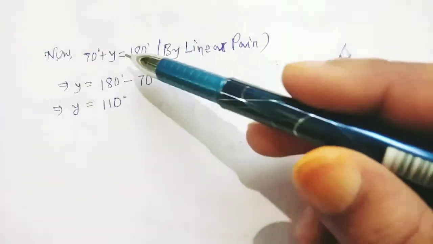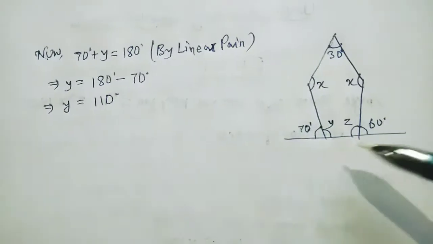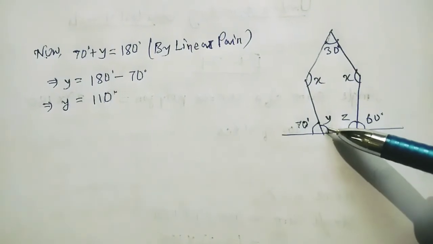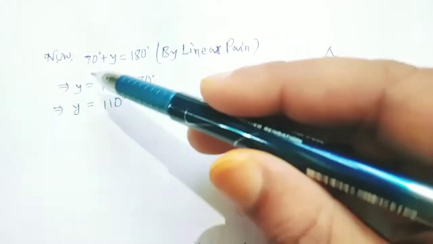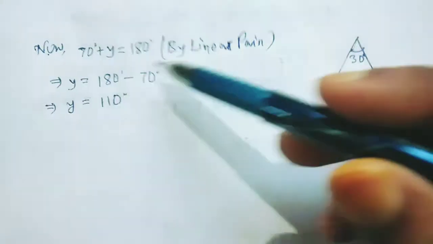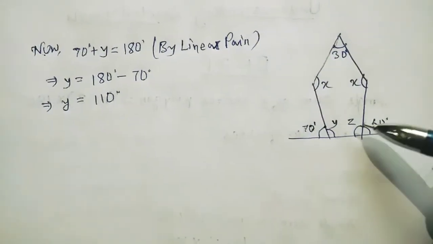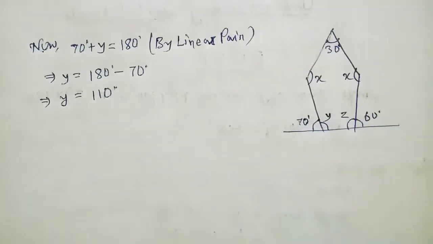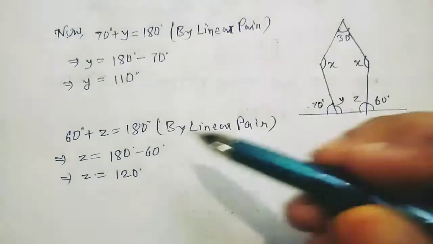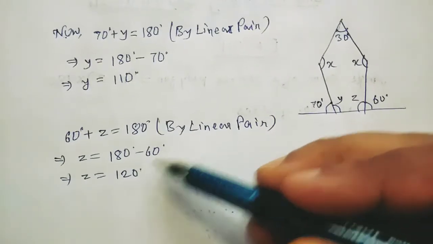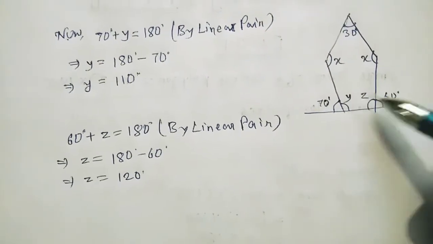So I have written like this: 70 degrees plus y equal to 180 degrees by linear pair property. So you have to find the value of y. 70 will go this side, and 180 minus 70 is 110. So we got the value of y as 110 degrees. Similarly, we will find the value of z in the same way. Now 60 degrees plus z equal to 180 degrees. So z equal to 180 minus 60, z is coming out 120 degrees. So now we got the value of y here and z here.